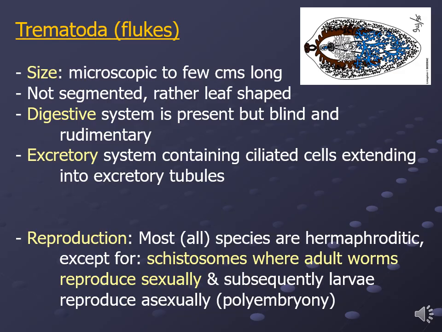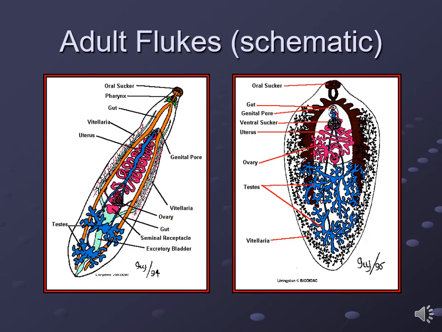Excretory system occurs, and it is a rudimentary excretory system as well. Reproduction, most or all of the species are hermaphroditic except for the schistosomes, where the adult worms reproduce sexually and subsequently larvae reproduce asexually. I'll comment further on that. Okay, this is just to show to you that every parasite of those is hermaphroditic, which means that it contains the characteristic sexual organelles for male and female.